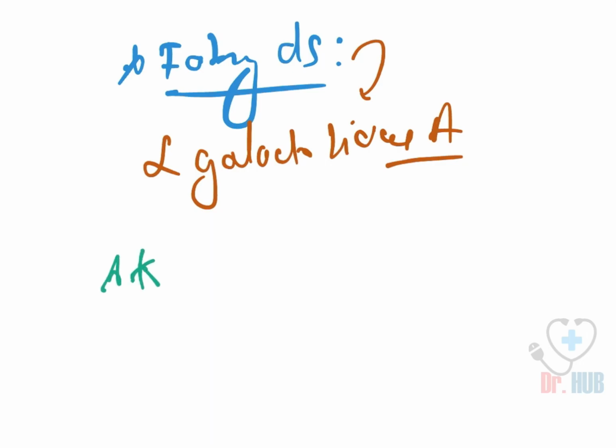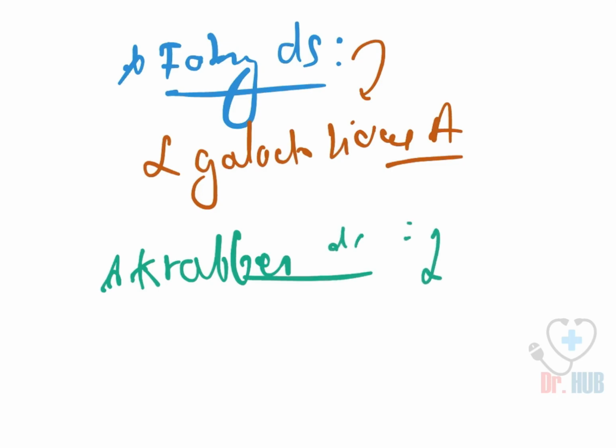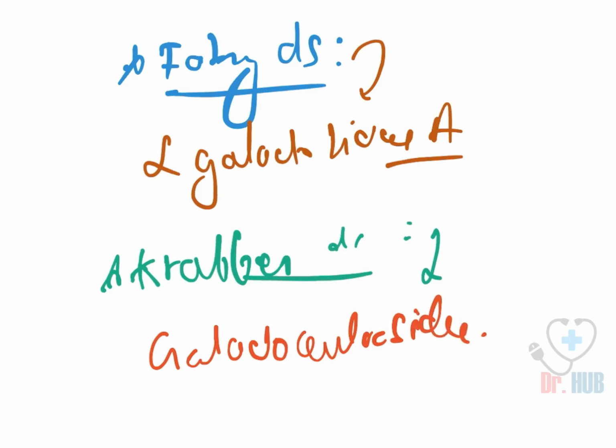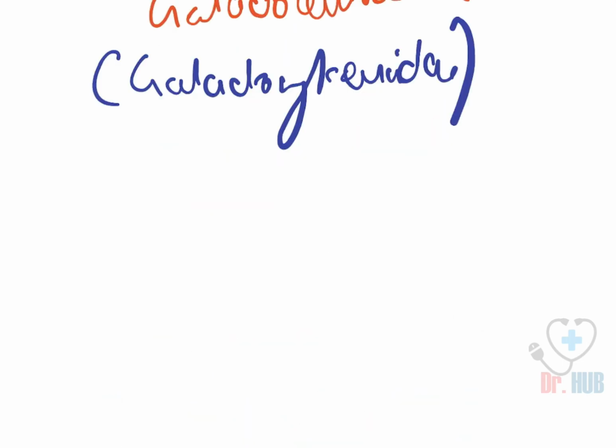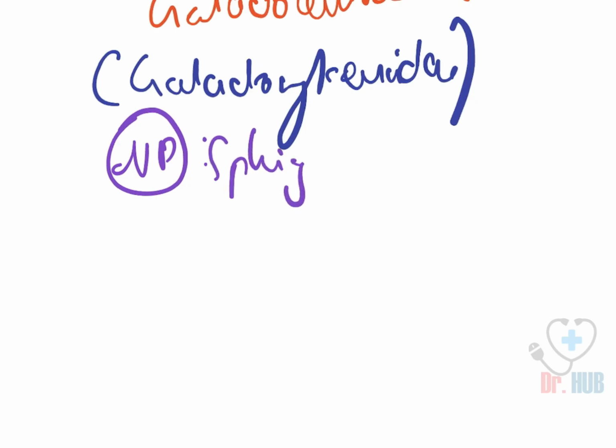Then jumping on to Krabbe disease. Krabbe disease involves galactocerebrosidase, which is also called galactosylceramidase. Then comes Niemann-Pick disease. In Niemann-Pick disease, the enzyme defect is sphingomyelinase.